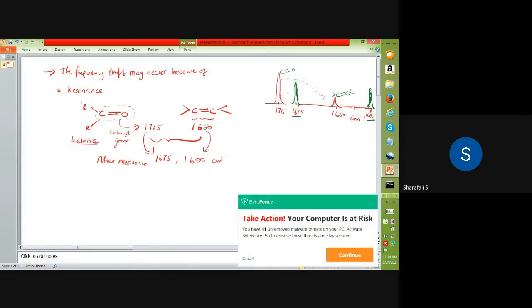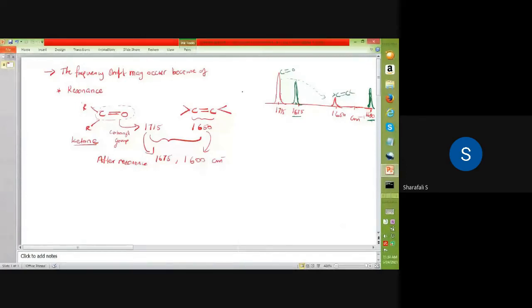Okay. So before that resonance process, we have the intensity which is very different between these two bands. Consider 1750 intensity is very large as compared to the C double bond C. But after resonance, the intensity of this C double bond C is also comparable with that of the C double bond O peak intensity. Okay, so that is the resonance process.